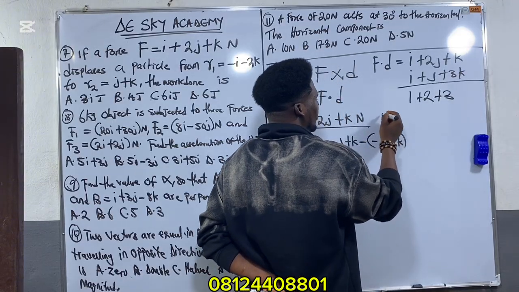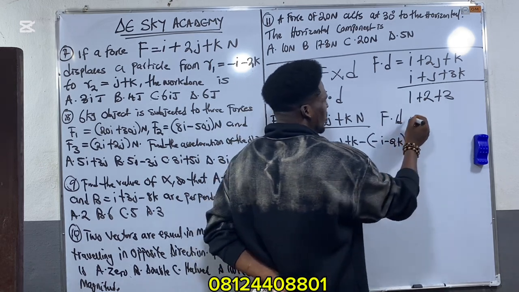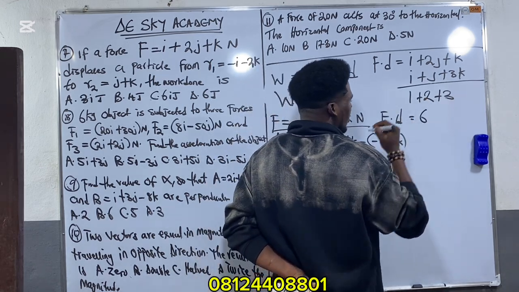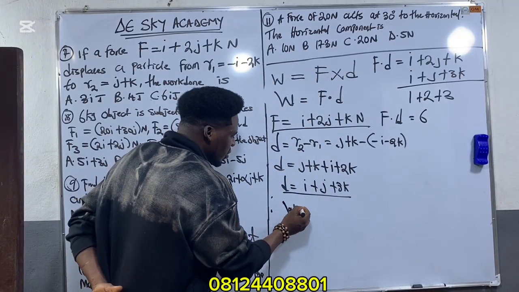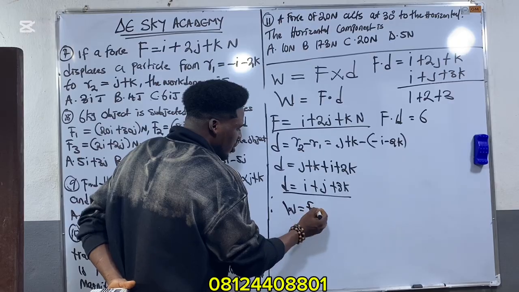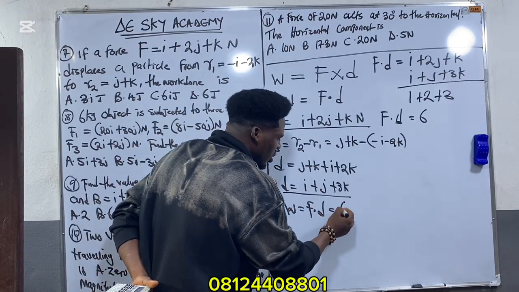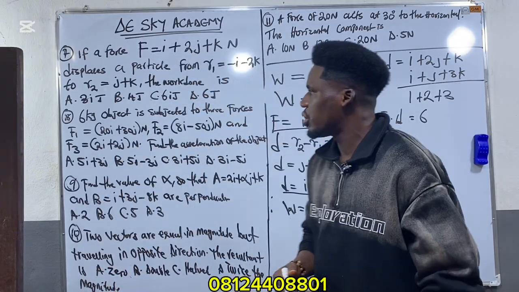So I will now have that the dot product of F and d will now be equal to 1 plus 2 is 3. 3 plus 3 is 6. Therefore, the work done, which is the dot product of force and displacement, is equal to 6 joules. So do we have 6 joules in the options?